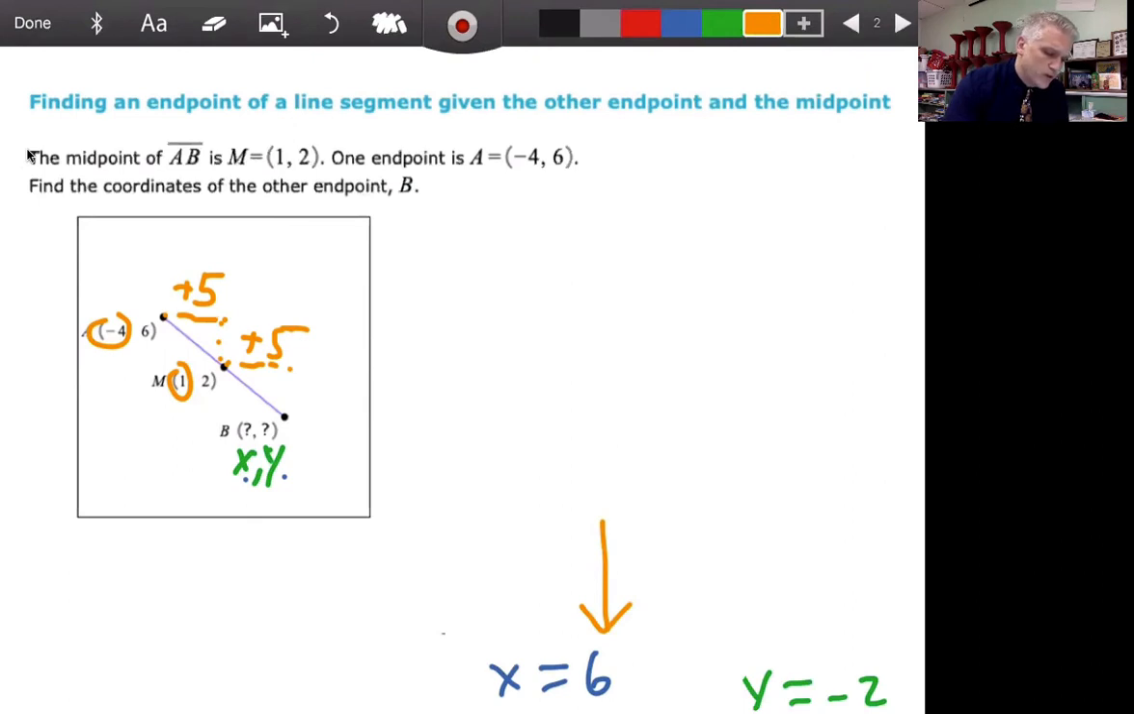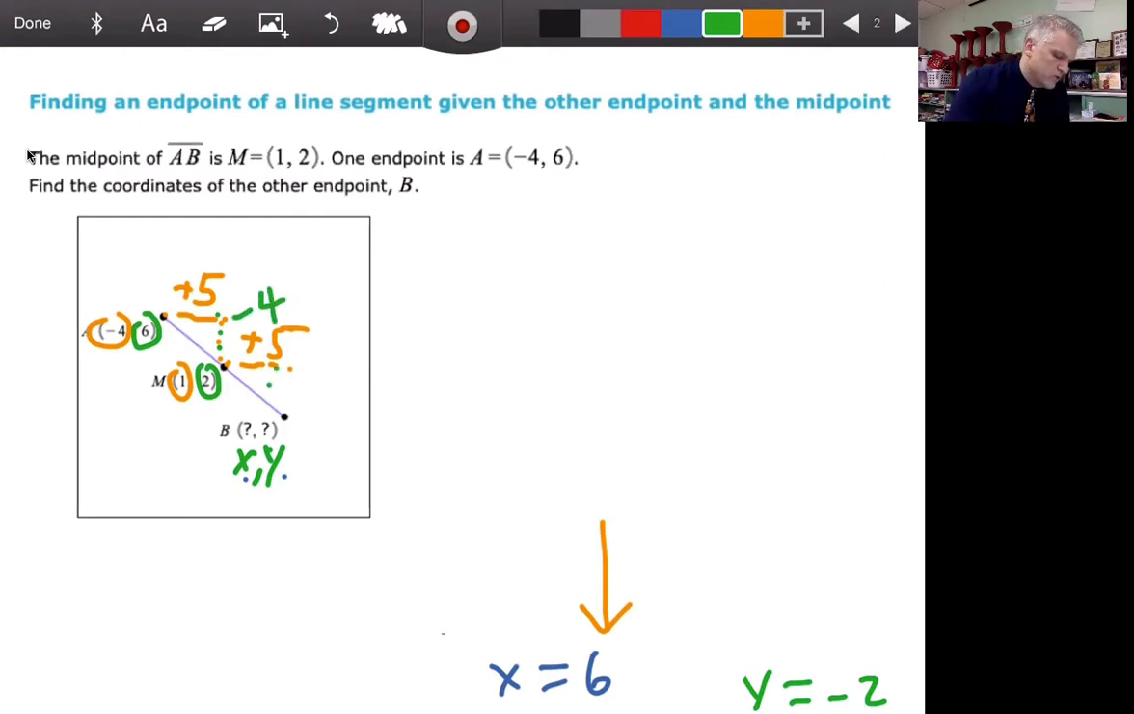For the y coordinate, change the color up here again. For the y coordinate, we started at 6 on the endpoint and we went down to 2. Okay, we went down to 2. So we went down from 6 to 2. So what happened there? We subtracted 4.